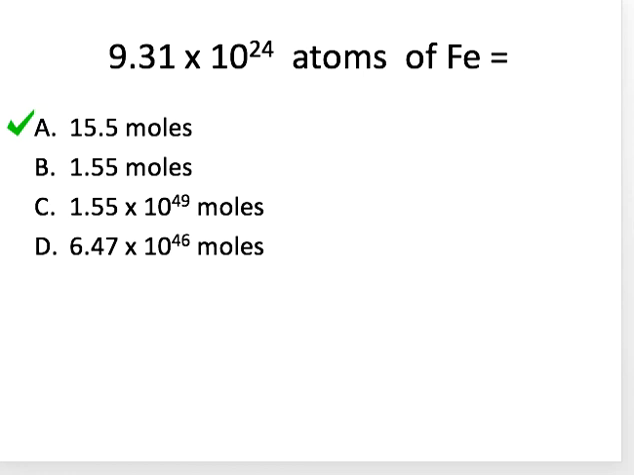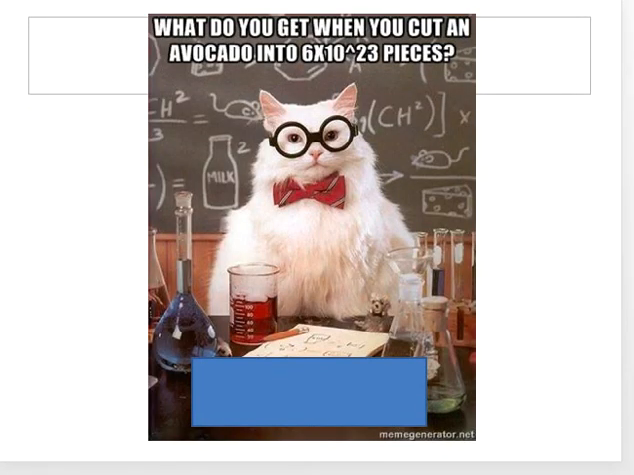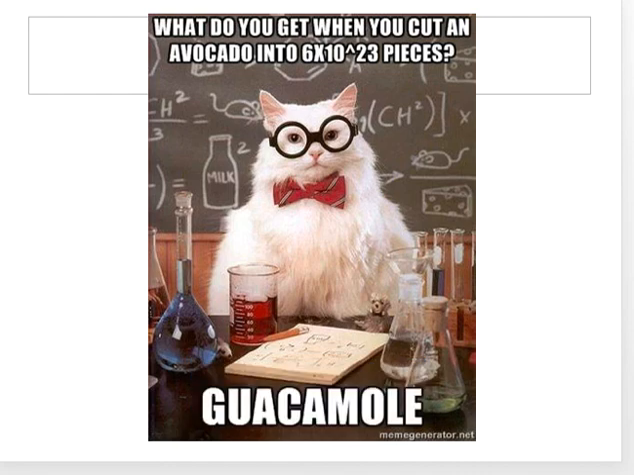All right, one last riddle, and then we're essentially done with the video. What do you get when you cut an avocado into 6 times 10 to the 23rd pieces? This is Chemistry Cat. I love Chemistry Cat. So what do you get when you cut an avocado into 6 times 10 to the 23 pieces? You get guacamole. Do you get it? Avocados make up guacamole, and there's the mole, ha ha, and that's a mole.